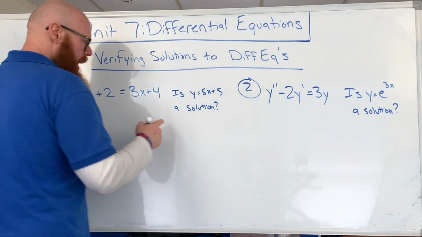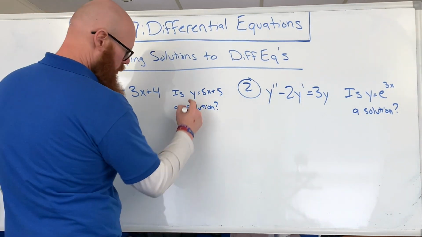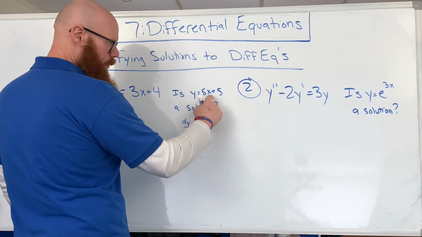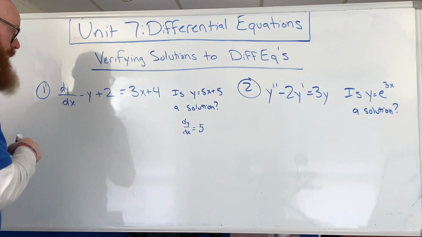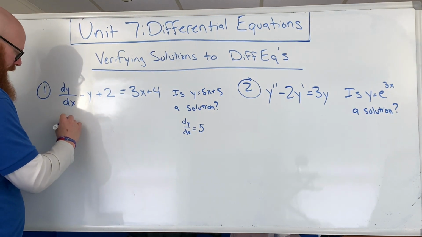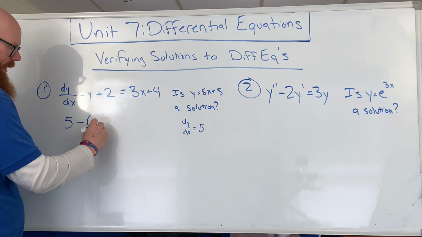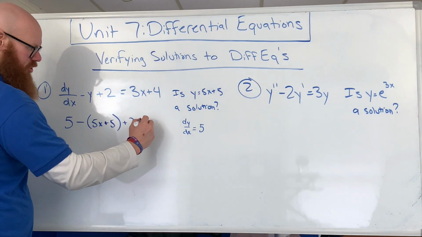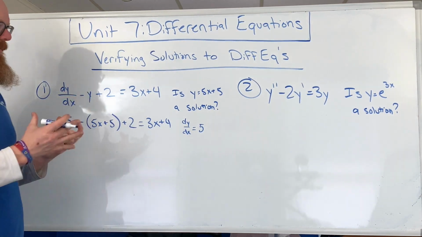So what we do is we are first going to find the derivative. So if that is a solution, then dy dx would equal the derivative of this. So that would just be 5. And then you just substitute. So dy dx is now 5 minus y is equal to 5x plus 5, then plus 2, and that should equal 3x plus 4.